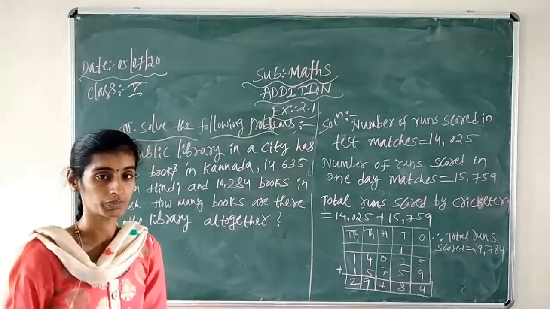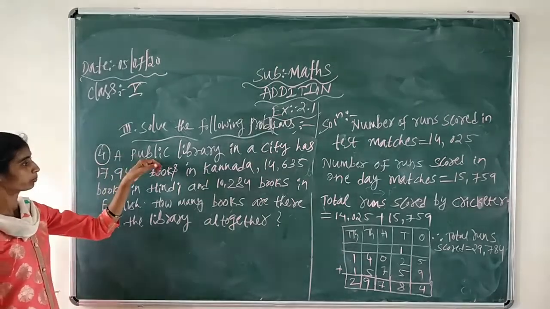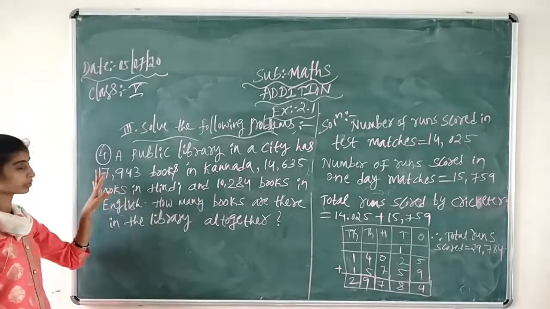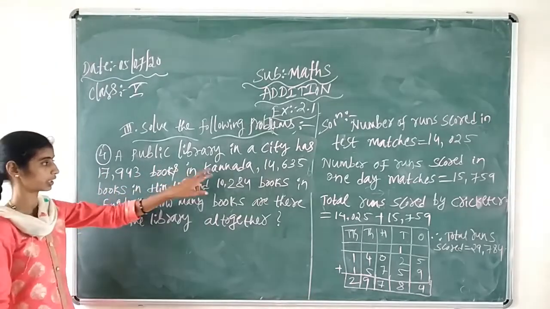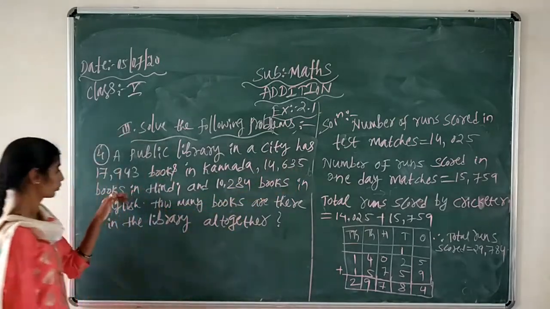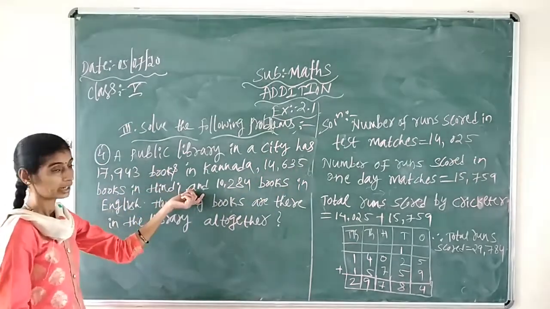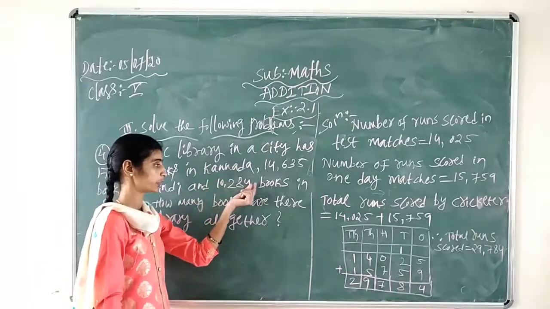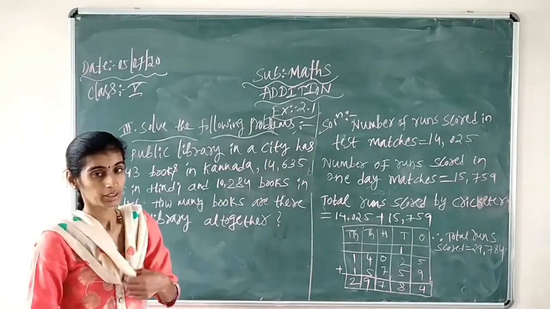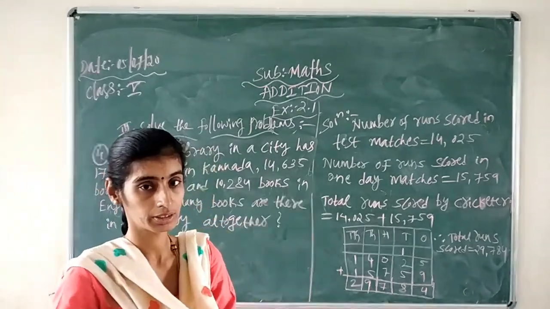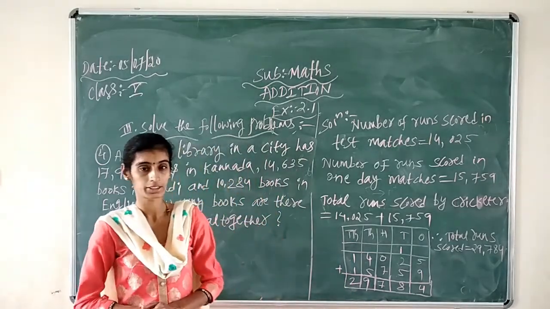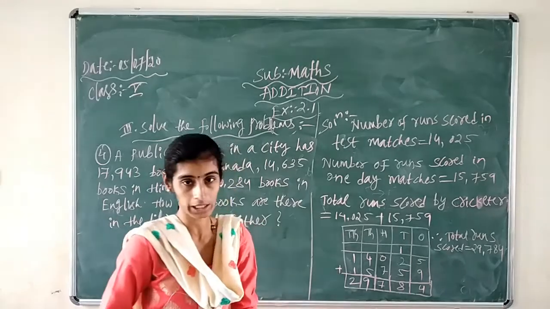So what is the fourth question, children? Read it. A public library in a city has 17,943 books in Kannada, 14,635 books in Hindi, and 10,284 books in English. I hope you all know what a library is, children. You have a library in your school, no? Yes, we had a library and you all went to the library also.